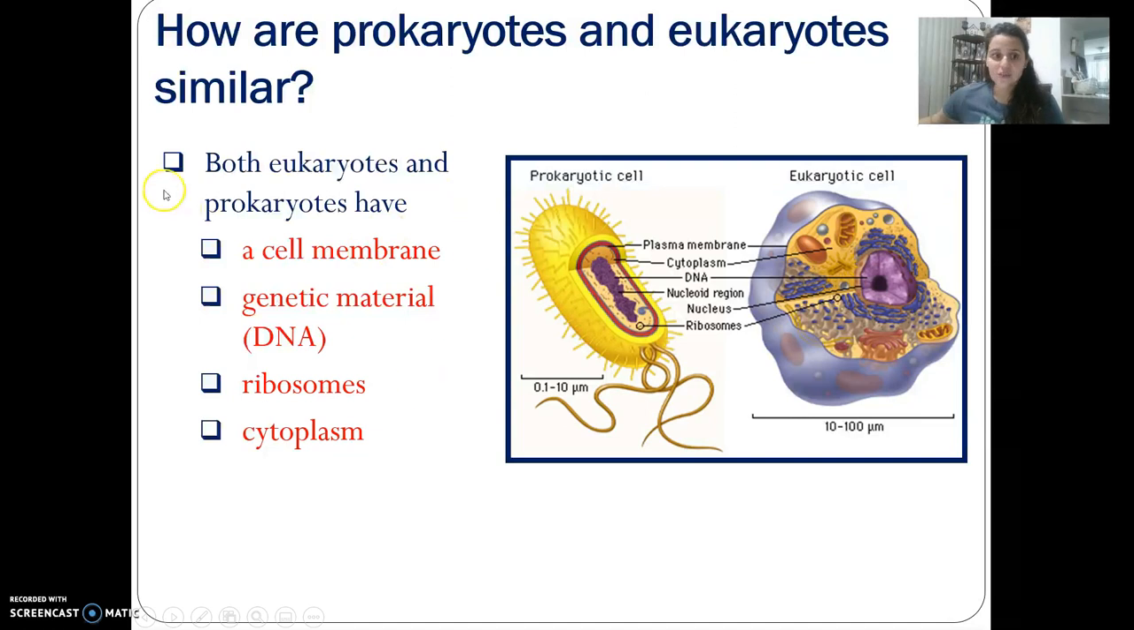Now, of course, there's going to be some genetic material. Here we're talking about DNA. There are going to be ribosomes, and they are all going to have cytoplasm. So again, these are things that prokaryotes and eukaryotes have in common. They have a cell membrane, they have DNA, they have ribosomes, and they have cytoplasm. All right, remember the key difference though is that one of them has a nucleus and one of them does not. So the prokaryotes do not have a nucleus and eukaryotic cells do.